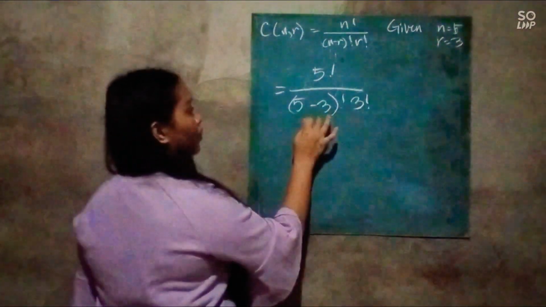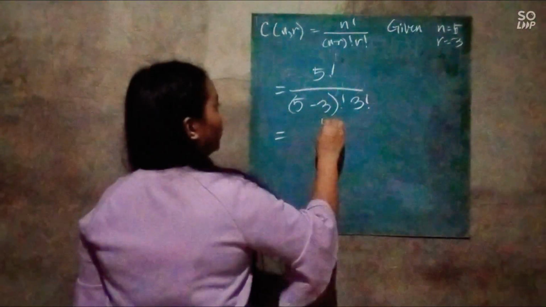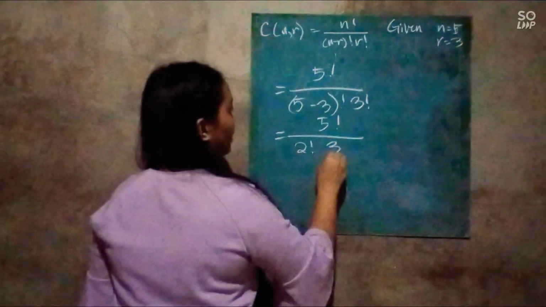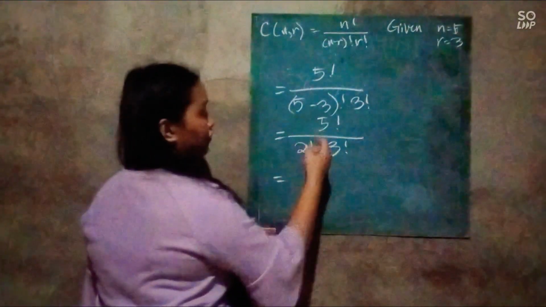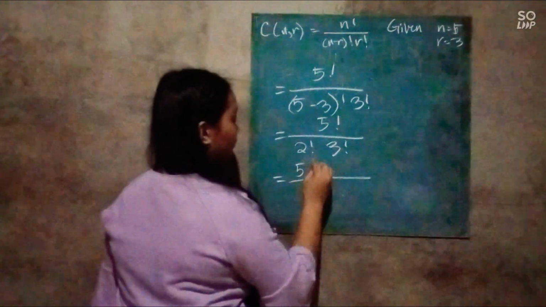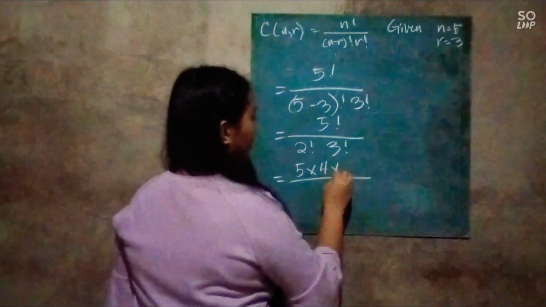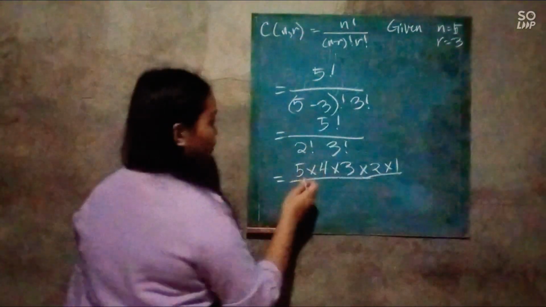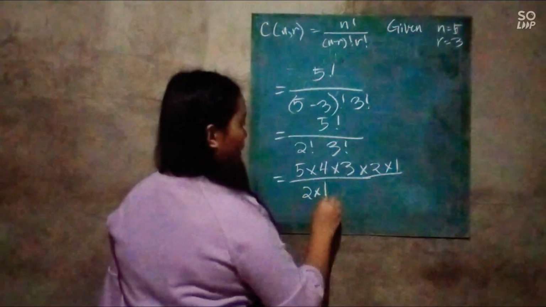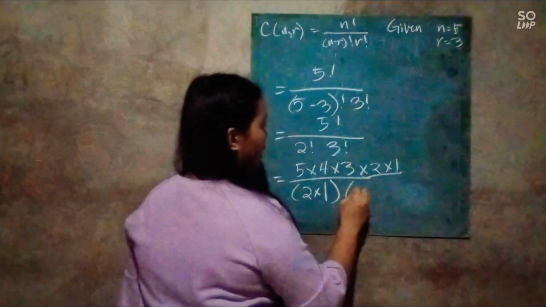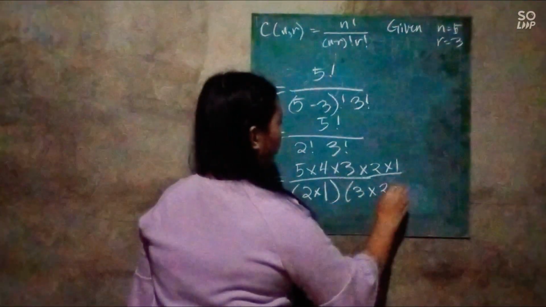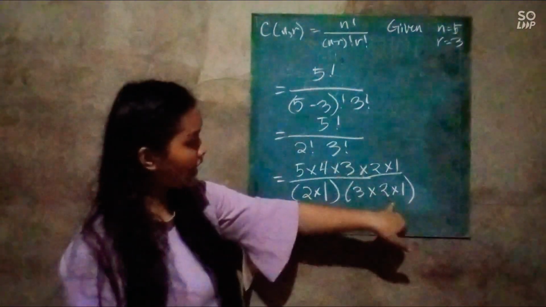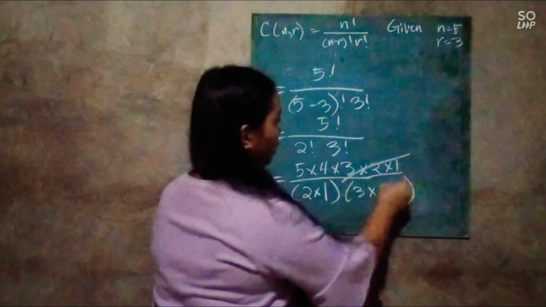So first, we will subtract this one. So we have 5 factorial over 2 factorial times 3 factorial. So 5 factorial is 5 times 4 times 3 times 2 times 1. So 2 factorial is 2 times 1. And 3 factorial is 3 times 2 times 1. So here, we can cancel this one.